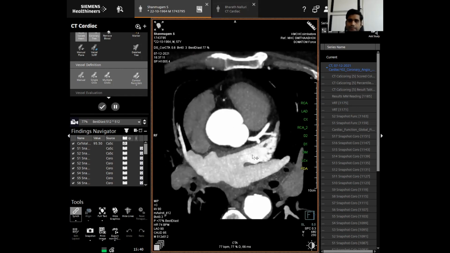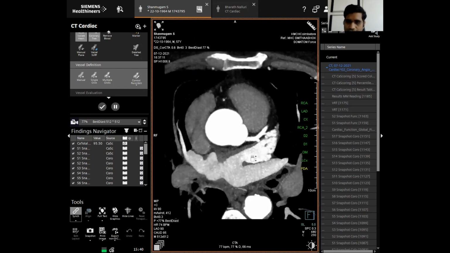Okay. Now we will see the anatomy of the left coronary artery. This is the left coronary artery. The left coronary artery arises from the left coronary sinus and travels for a shorter distance between the right ventricular outflow tract and the left atrium. Then immediately it bifurcates into LAD and LCX, the left anterior descending artery and the left circumflex artery.